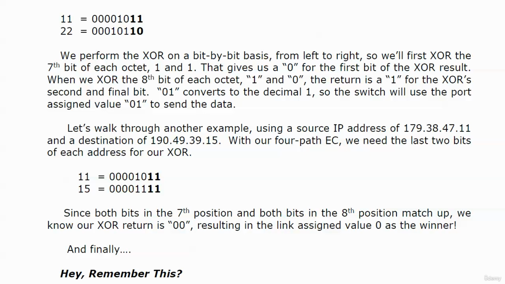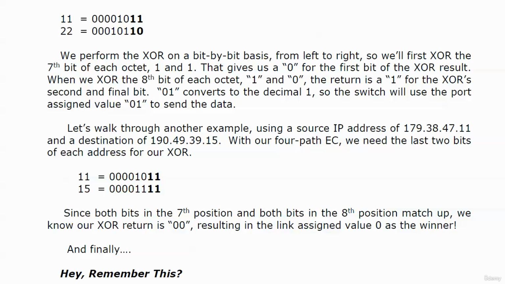Let's walk through another example, and we're going to use a source IP of 179.38.47.11 and a destination of 190.49.39.15. With our 4-path EtherChannel, we need the last 2 bits of each address for the XOR. We break down 11: 00001011. That gives us our 8, 2, and 1 bits set. 15, we know everything after that 16 bit is going to be set: 8, 4, 2, and 1.